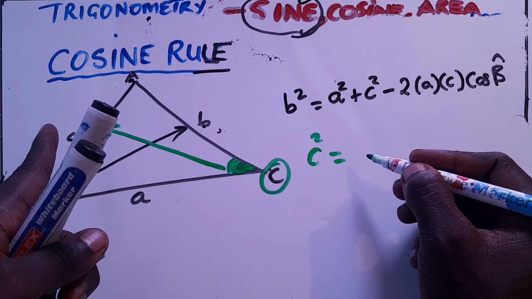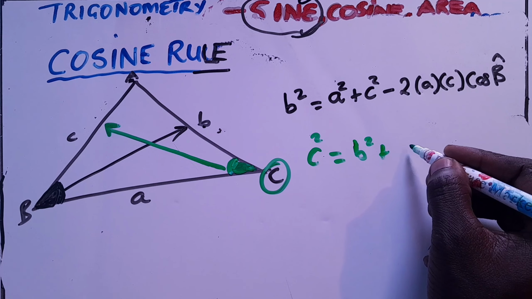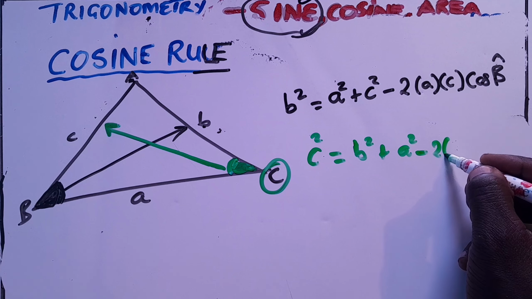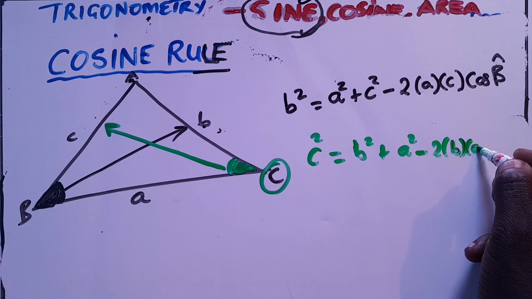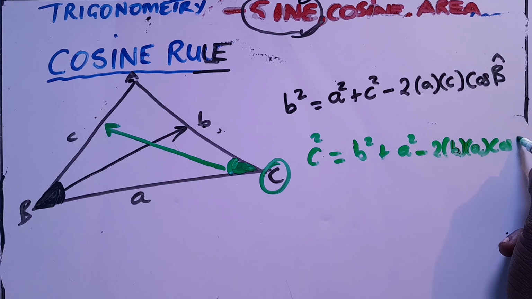Our c squared becomes the sum of the squares of these sides. So it is equal to b squared plus a squared minus 2ba, and then cos of angle C. Can you see that? As simple as that, right?